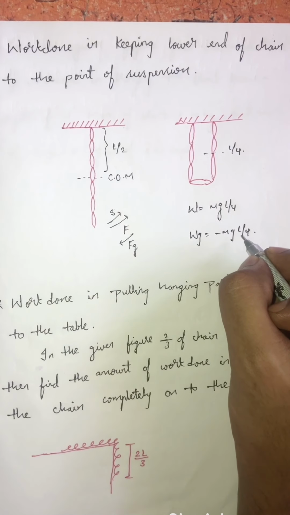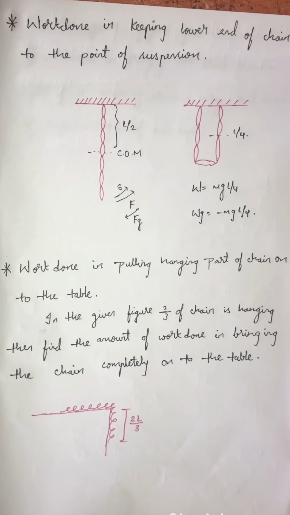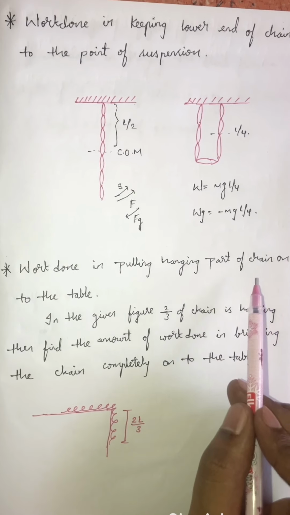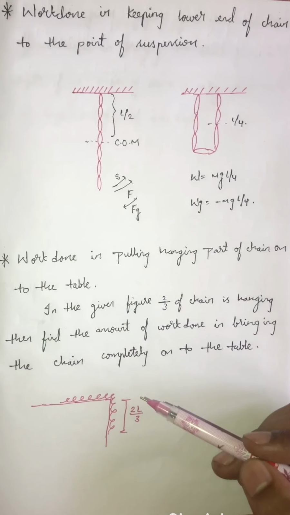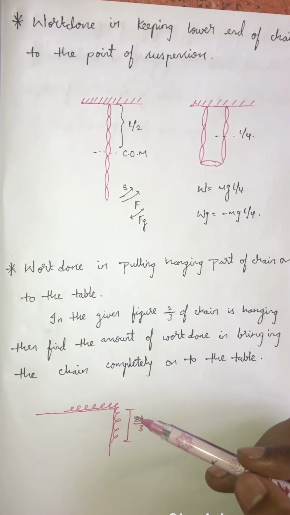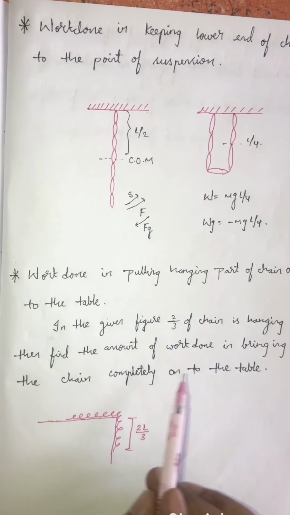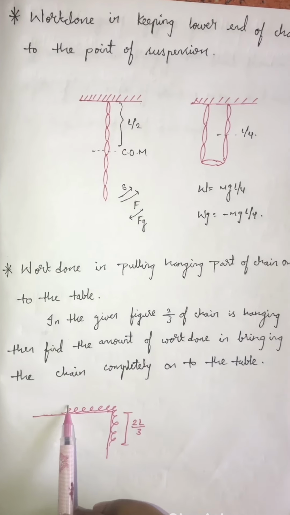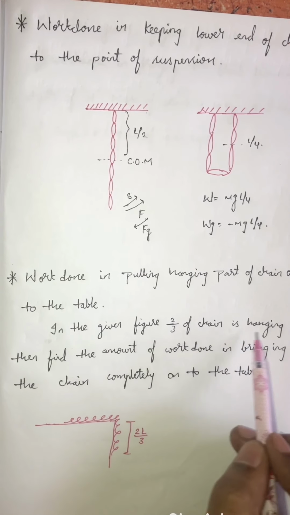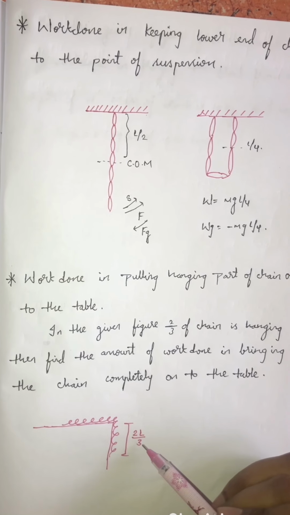Now let's see another concept. Work done in pulling the hanging part of a chain onto the table. Here a part of the chain is hanging. So he asks what will be the work done in order to pull the chain back onto the table. In the figure, 2/3 of the chain is hanging. So 2/3 of the chain is hanging out of the total length. Then find the amount of work done in bringing the chain completely onto the table.